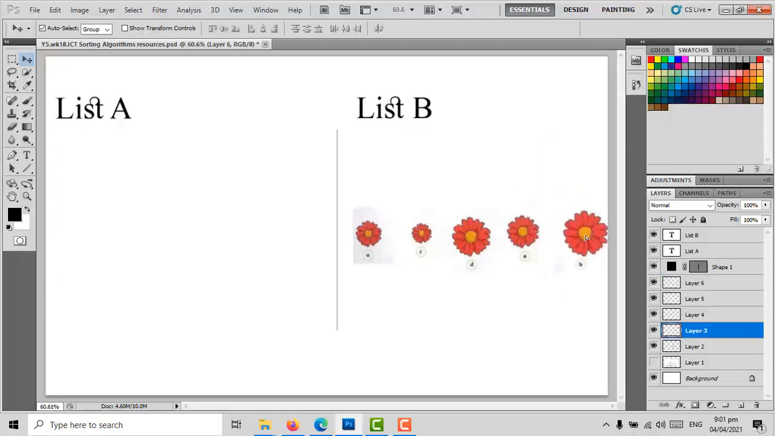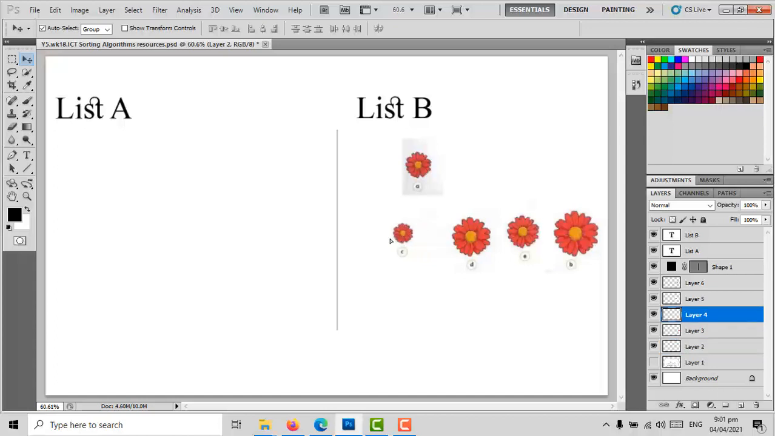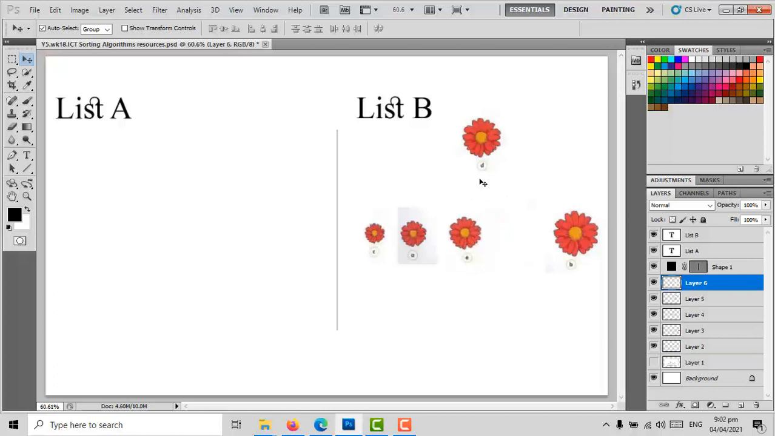But they are not organized yet, so we're going to start from the top. Is the first one bigger than the second one? Yes, so we swap. Now, the second and the third, it's smaller, so we leave them as they are. Now the third and the fourth. Is the third one bigger than the fourth one? Yes, then we swap. Now look at the list.